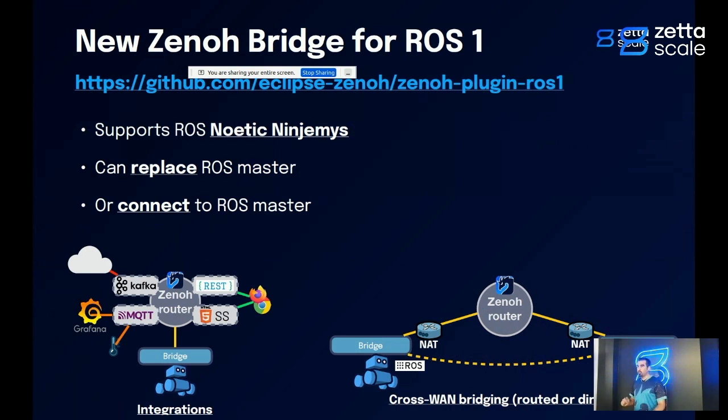Or you can also perform bridge-to-bridge connectivity, so crossing NATs, crossing WAN, going to a router in the cloud, or whatever deployment you want in a complex deployment between various robots, all in ROS1. It can replace the ROS master, or it can connect to a ROS master already deployed in your robot. So as you wish.